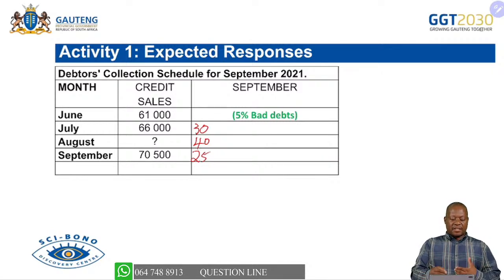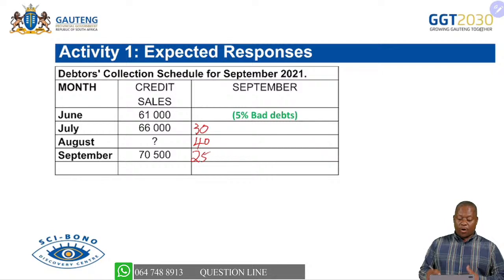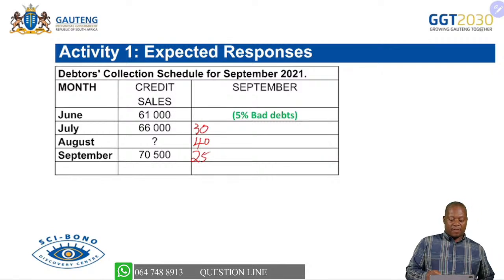So it therefore means now, in September, we are writing off bad debts for the month of June. Let it sink. Okay, now let's check. We are now going to calculate the missing amounts for the month of September. Now at least we have got an idea. 30, 40, 25 in that order.